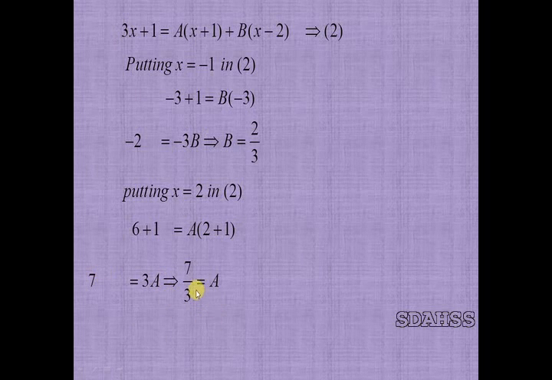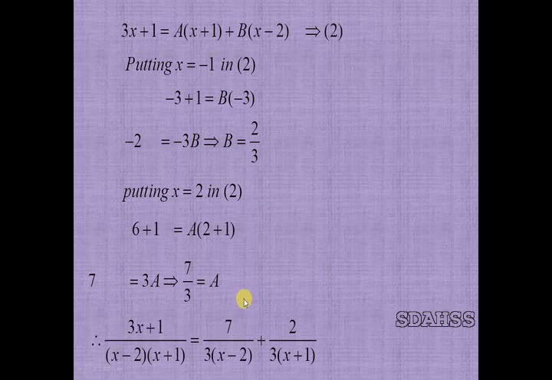Then substitute A is equal to 7 by 3 and B is equal to 2 by 3 in equation 1. So you have (3x + 1) divided by (x - 2)(x + 1) is equal to 7 by 3 into (x - 2) plus 2 by 3 into (x + 1).